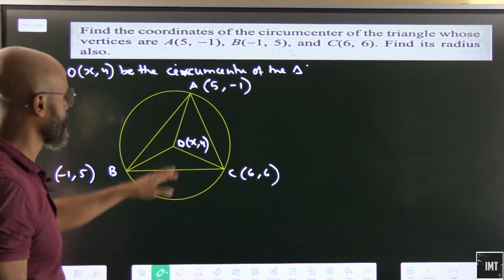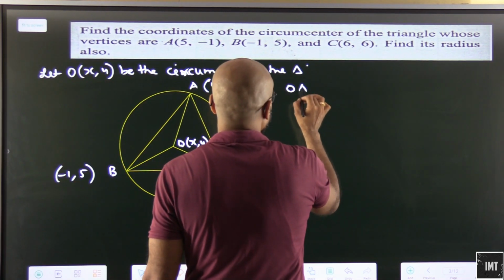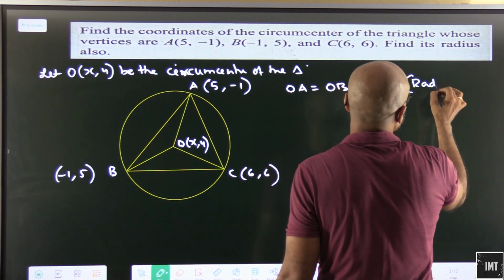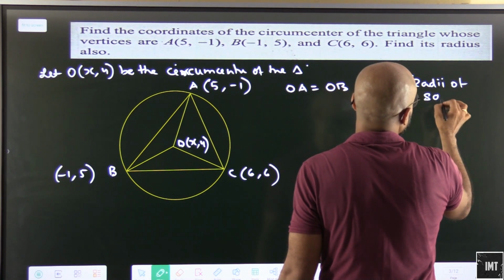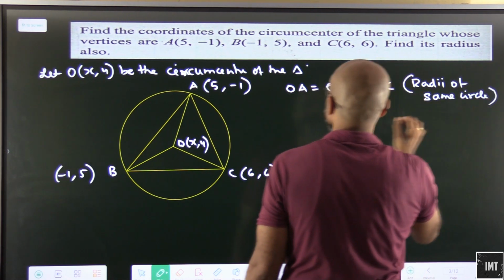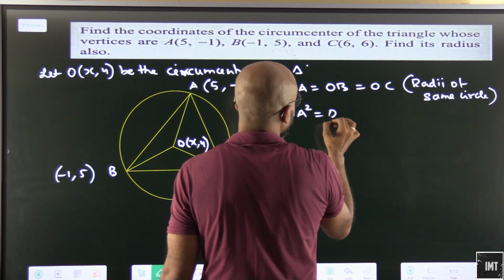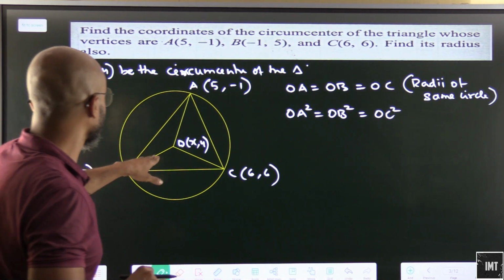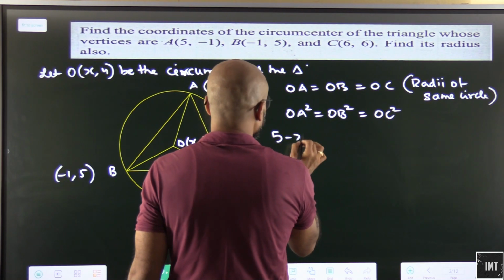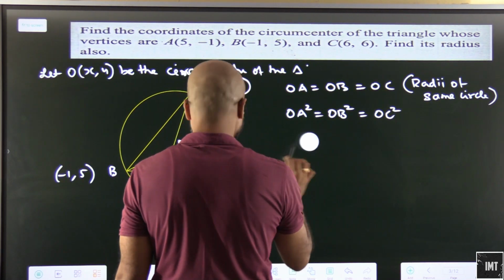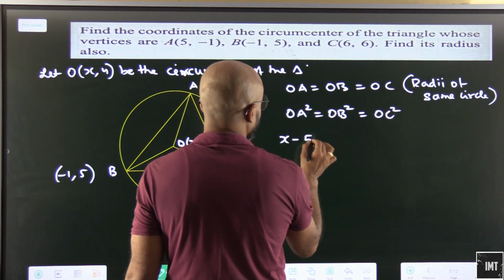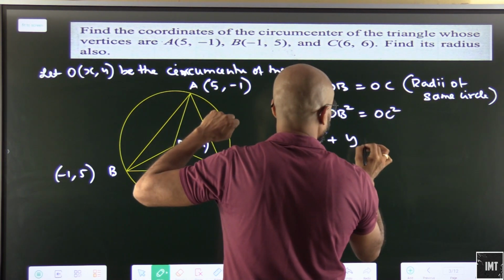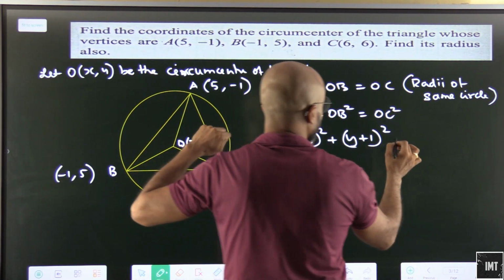Okay, so applying distance, we can say that OA will be equal to OB will be equal to OC, because these are radii of the same circle. So obviously OA square will be equal to OB square will be equal to OC square, squaring all sides. Now OA square will be (x minus 5) square plus (y plus 1) square, is equal to OB square.